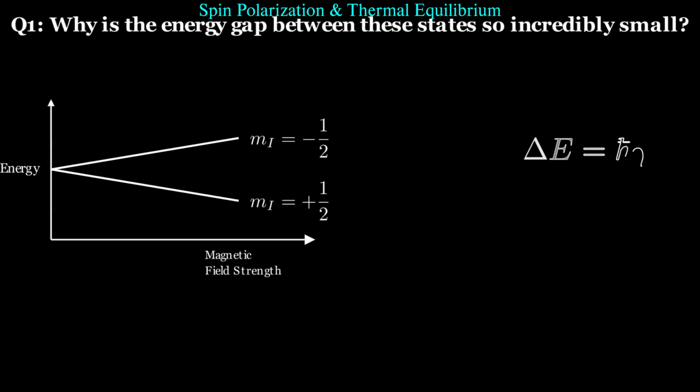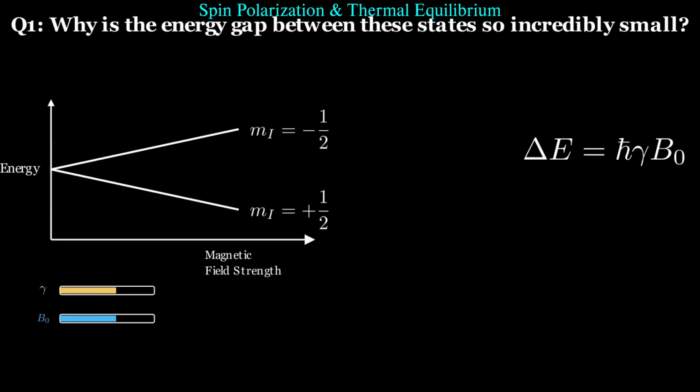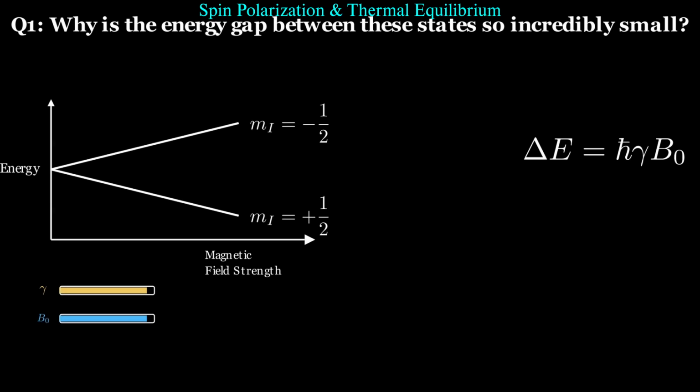This here is the energy gap between the two states. Delta E is equal to h bar gamma B0. And from this equation, we can see that the size of the gap depends on two things: the gyromagnetic ratio of the nucleus and the strength of the magnetic field. Larger gyromagnetic ratios will give larger splitting, and same with stronger magnetic fields. But even inside a very strong NMR magnet, this energy difference is always extremely small.